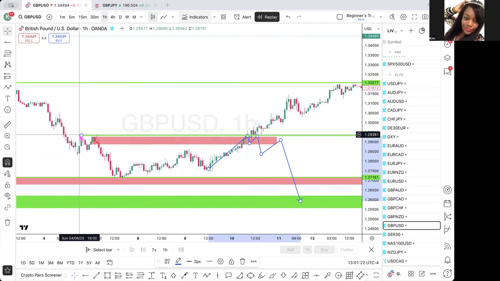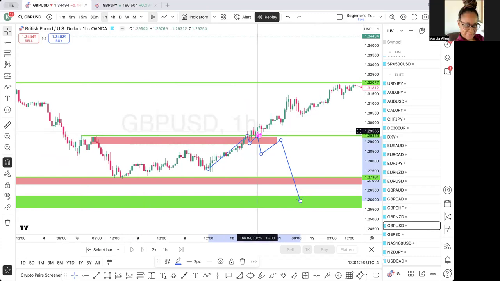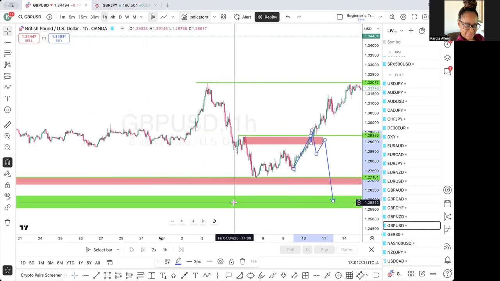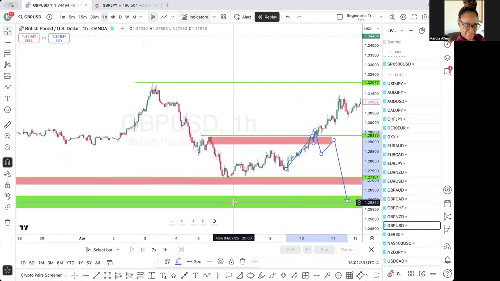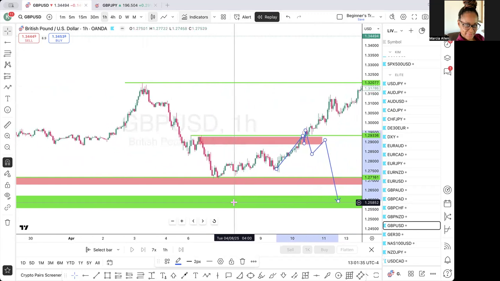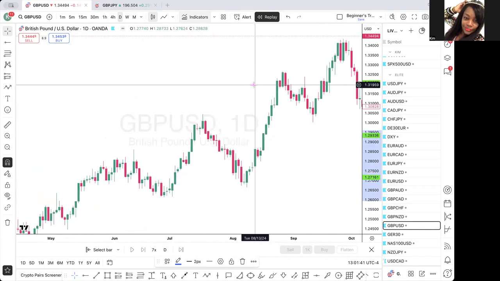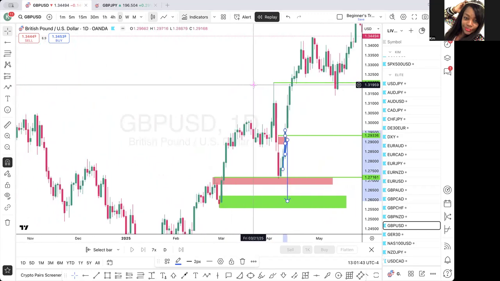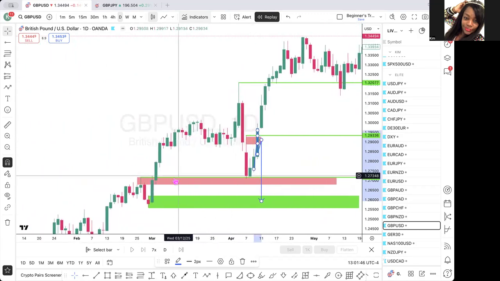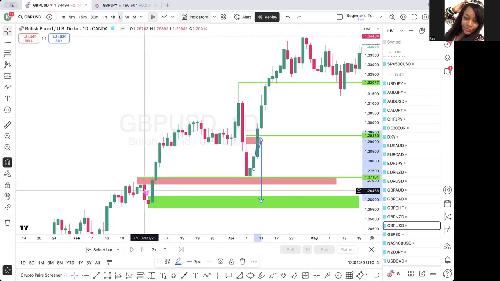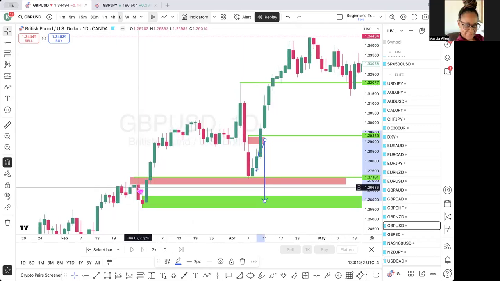Okay. I have a question. So this green is a demand zone. I was looking at that red as a demand zone as well, though. I thought both of them would be some kind of demand zone where the market would come back. So the way I see it, it was just a break and then a retest of that break.